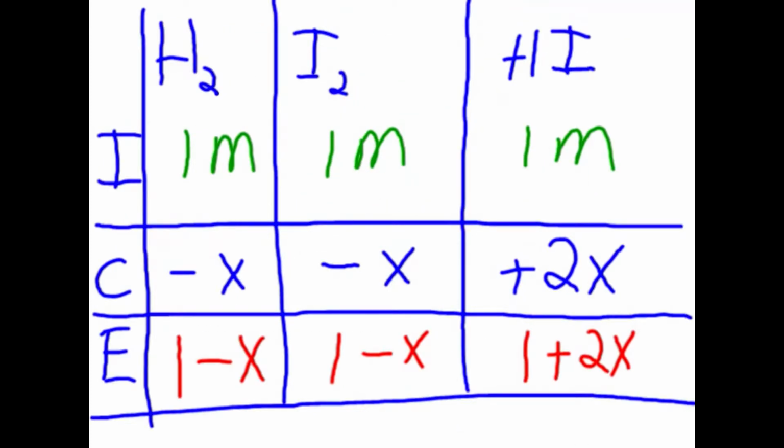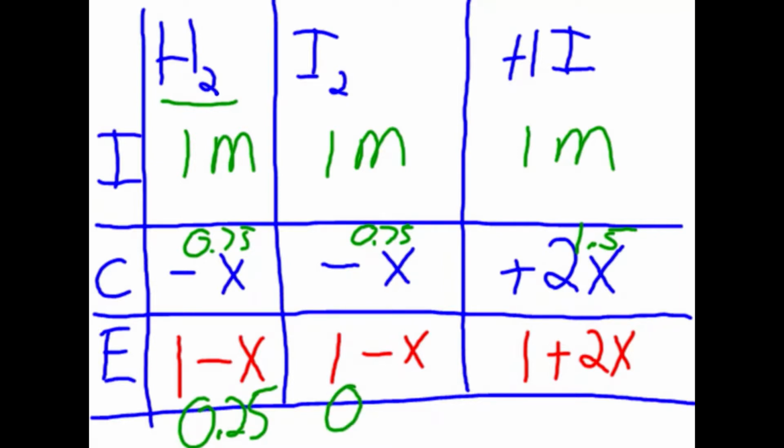Okay? Plug in x is equal to 0.75 and see what you get. At equilibrium, x is 0.75. That's what I solved for. So at equilibrium, my concentration of H2 is going to be 1 minus 0.75, which is 0.25. For I2, same thing. The concentration is going to be 0.25.